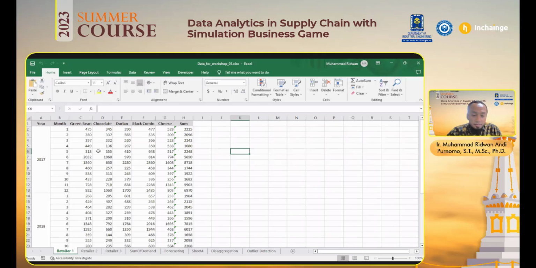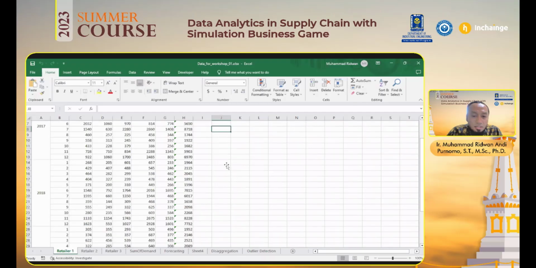Now, this data was extracted by my student. Actually, this is all a small research with my students. We did it in 2019.